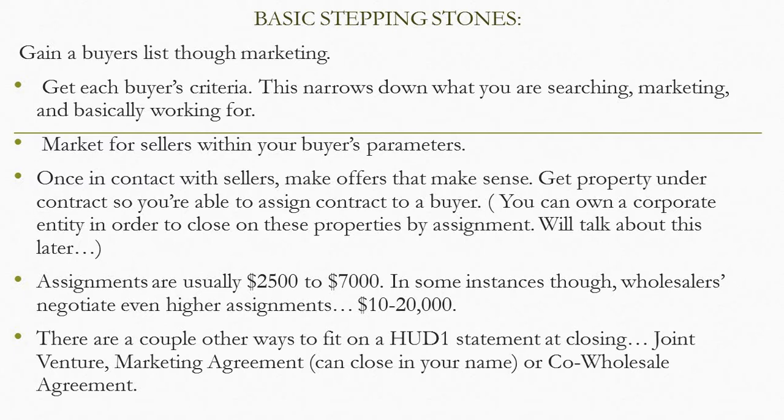Then what you want to do once you have buyers is to market for sellers within your buyers' parameters. Find properties that fit what your buyers want. And guess what? If the buyer wants that, more than likely he's going to buy it from you. He's going to buy that contract. Once you're in contact with sellers, make offers that make sense, and you'll learn how to make offers in another video. Get the property under contract so you're able to assign that contract to a buyer.